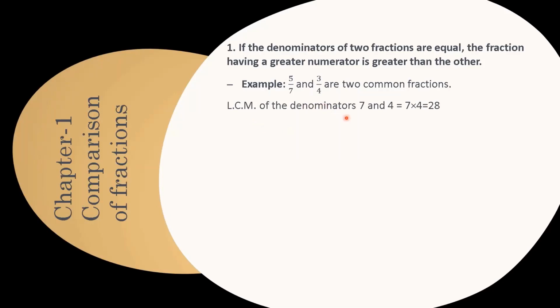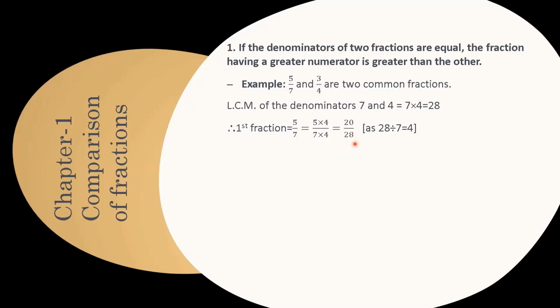Now, LCM of the denominators, as you can see, 7 and 4, this is the denominator, and LCM of them will be 7 multiplied by 4 equals 28. Now, first fraction, 5 divided by 7 equals 5 multiplied by 4 divided by 7 multiplied by 4. How can we get this? Because we divide this LCM 28 by 7, it will be 4. That's why we multiply with 4 both the numerator and the denominator, because we need to make both fractions have equal denominators. That's why we are doing this.